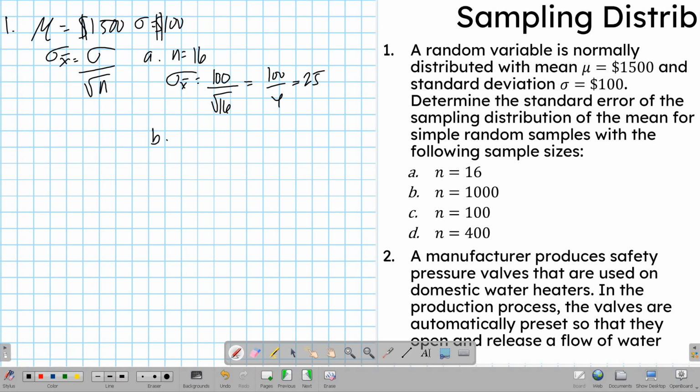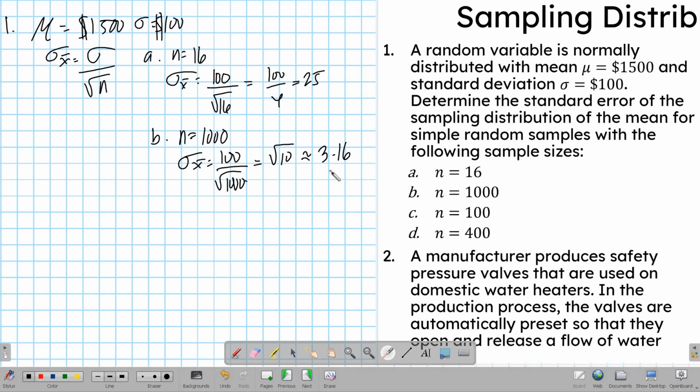On the other hand, if n is equal to 1000, then our standard error becomes 100 over the square root of 1000, which is approximately 3.16. And as we can see here, the larger our sample size, this is very much larger compared to 16, the smaller our standard error is. The smaller our standard error is, the closer we say that the sample mean is to our population mean.